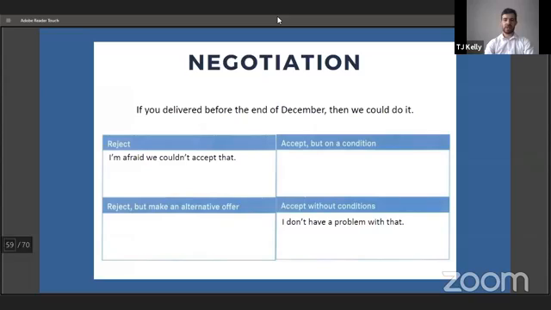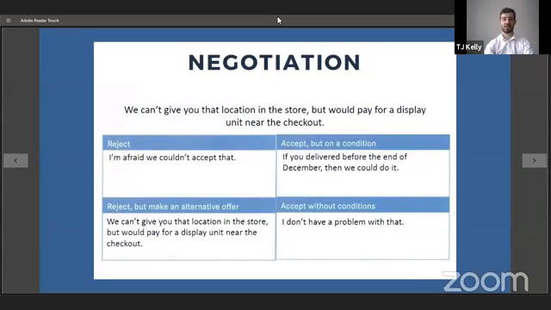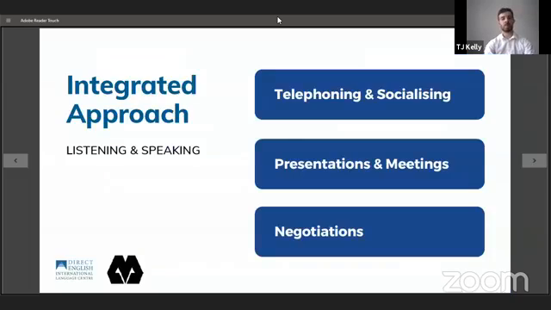If you delivered before the end of December, then we could do it. So this sounds like they're accepting the proposal, but on the condition that the project can be done by a certain time. And I'm sorry, we can't give you that location in the store. How about a display unit near the checkout aisle? Here again, we hear the softening device coming out, and we're talking about rejecting a proposal from the other group, but we make an alternative suggestion to try and meet them halfway to try and get them back on board. So we're rejecting but making an alternative offer.